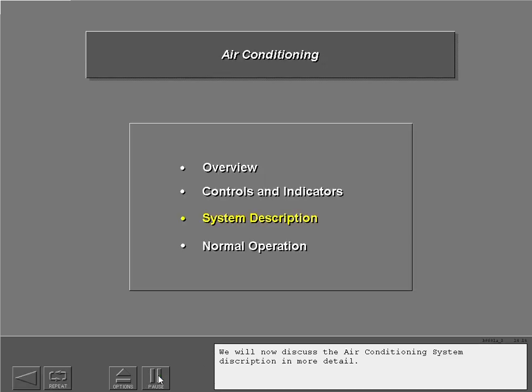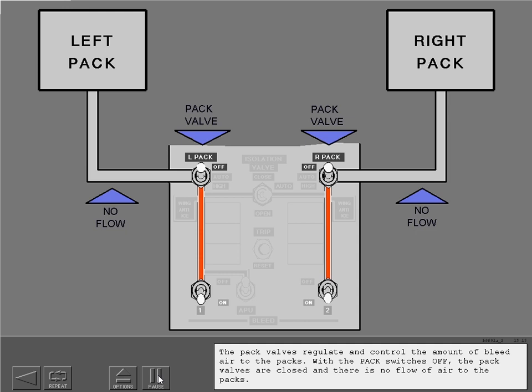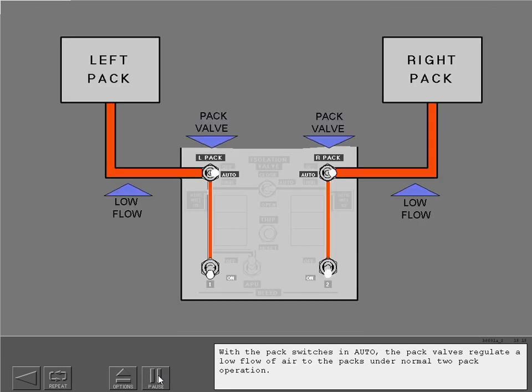We will now cover the air conditioning system description in more detail. The pack valves regulate and control the amount of bleed air to the packs. With the pack switches off, the pack valves are closed and there is no flow of air to the packs. With the pack switches in auto, the pack valves regulate a low flow of air to the packs under normal two-pack operation.